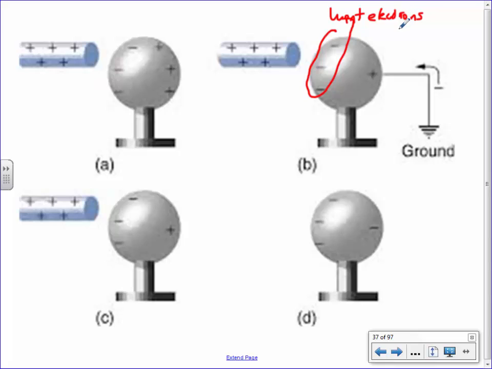Now, normally, a lot of electrons go into the ground, but we could actually have electrons come back up from the ground, and more electrons could come up through this wire so that even more of them could come over here on this side right here.